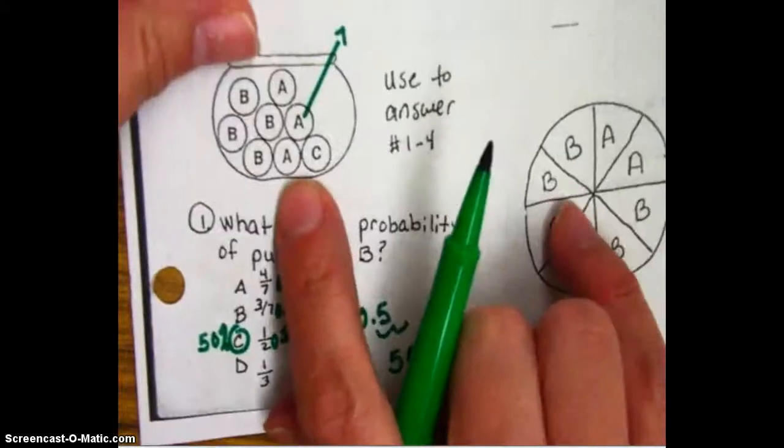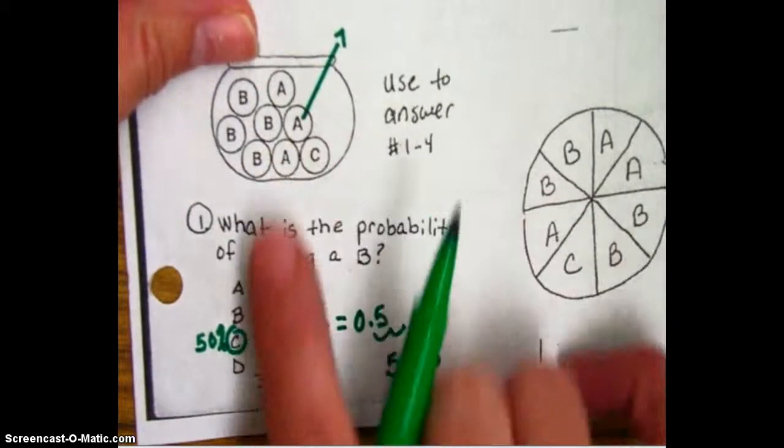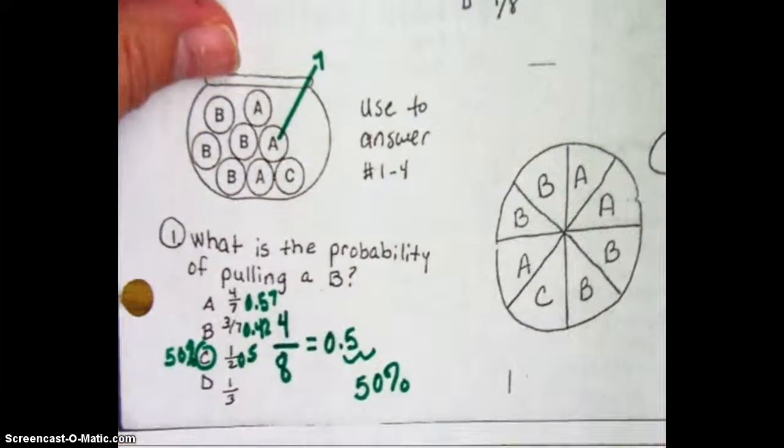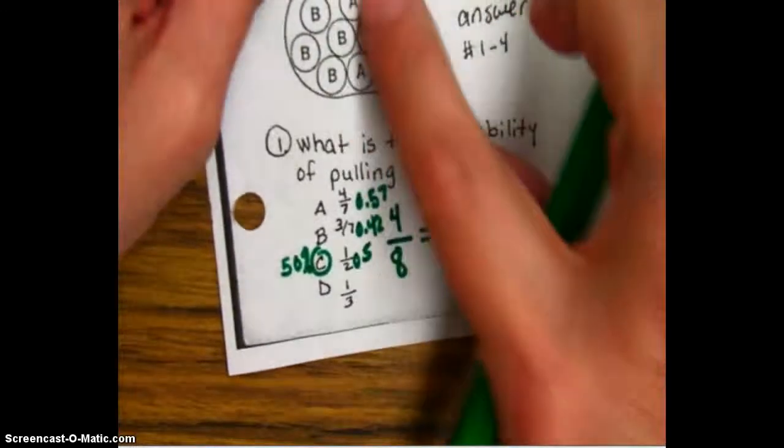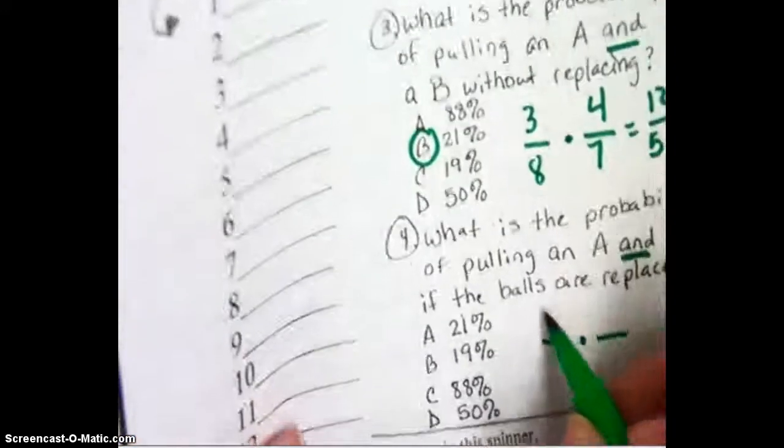So pulling an A here, you have a 1, 2, 3 out of 8 chance. So the probability of A, looking down here again, is 1, 2, 3 out of 8. So there's a 3 in 8 chance.